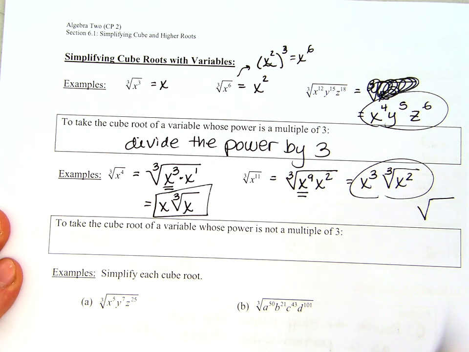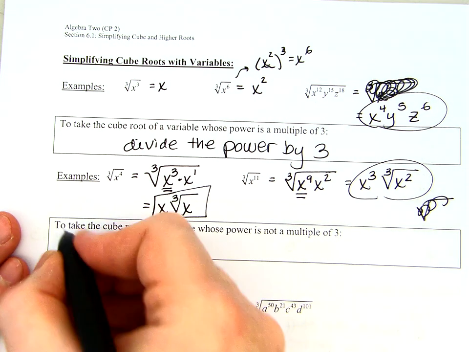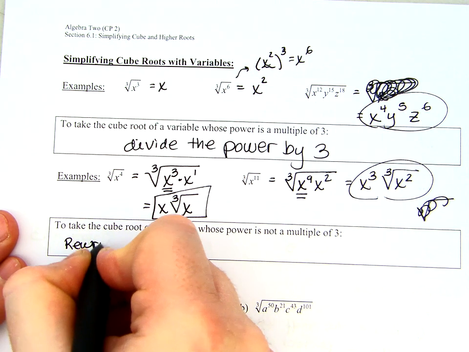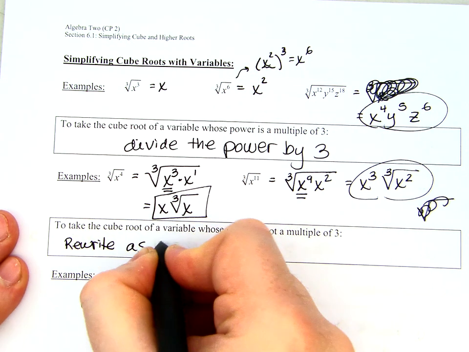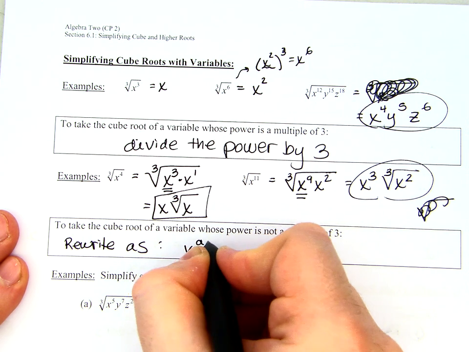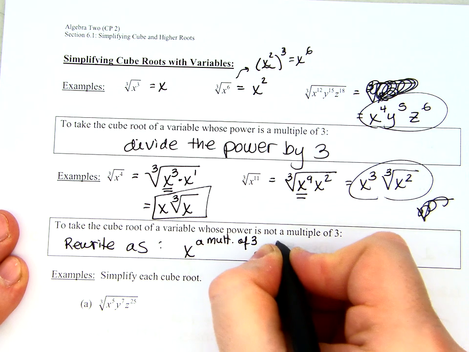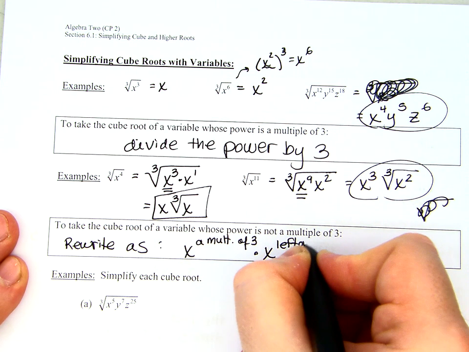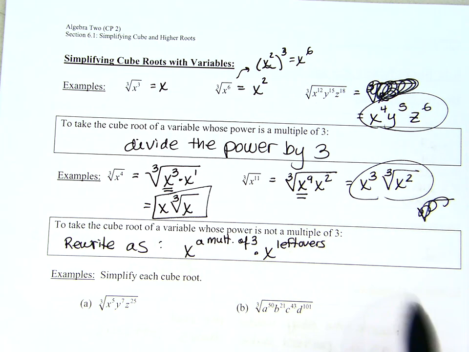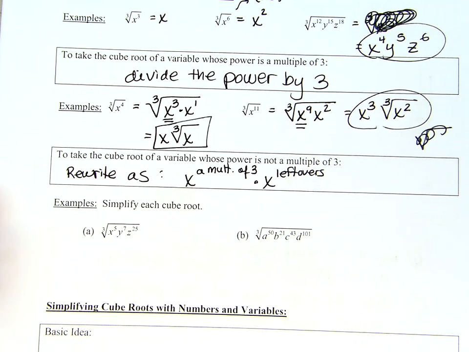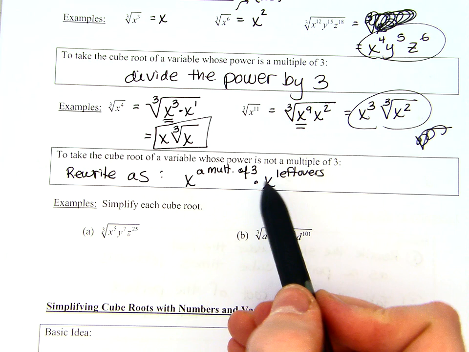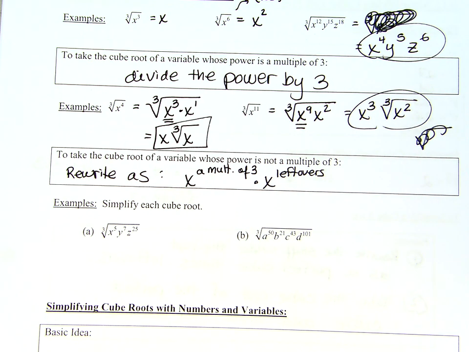It's just a square root symbol with a 3 inside. To take the cube root of a variable whose power is not a multiple of 3, we are going to rewrite as x to a multiple of 3 times x to whatever the leftovers are. And I think that'll be enough to remind you what we just did over there. If my power is not a multiple of 3, I'm going to rewrite it as x to a multiple of 3 times x to the leftovers, and then take the root of the part that I can't. I'm not going to write that. We just kind of know that that's what's going on.